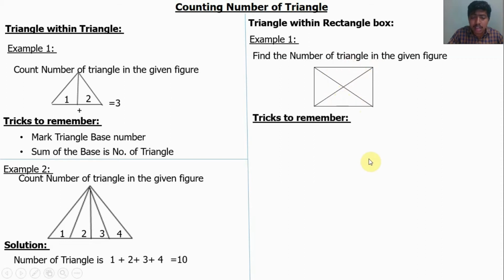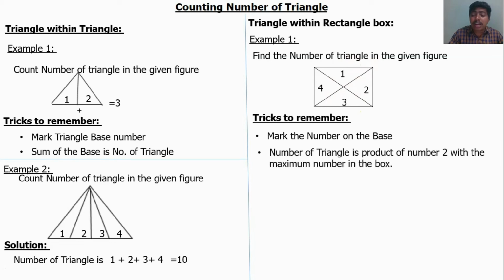The trick is, first we have to mark the numbers on the triangle bases. 1, 2, 3, 4, 4 bases are there. Then the number of triangles is the product of 2 with the maximum number in the box. You have to remember this formula. Here the maximum number in the box is 4. So the number of triangles is 2 into 4, which is equal to 8. The number of triangles in the rectangle box is 8. Okay. This is a shortcut trick.